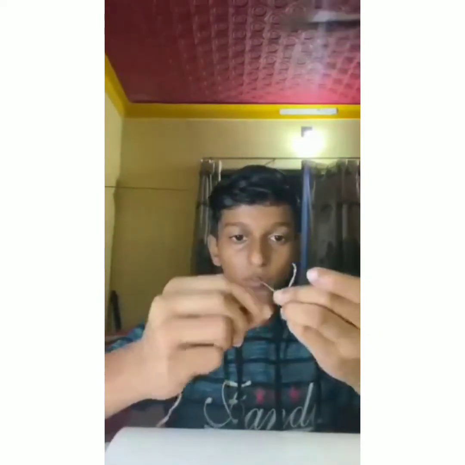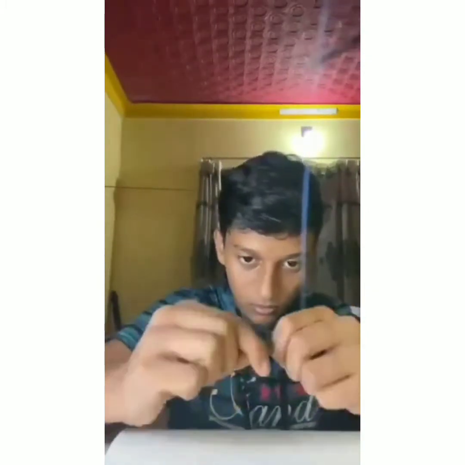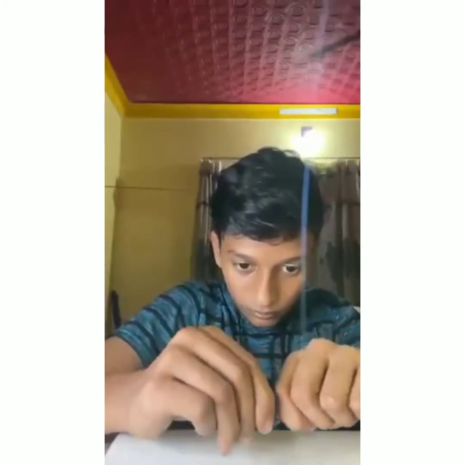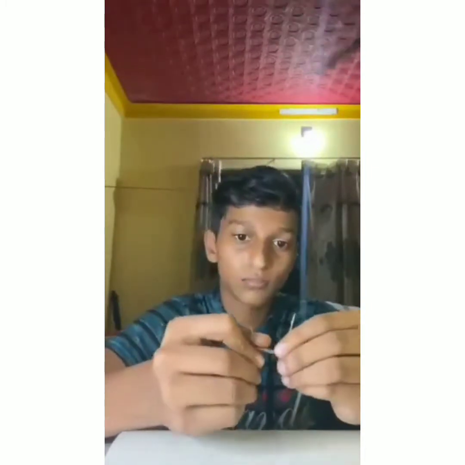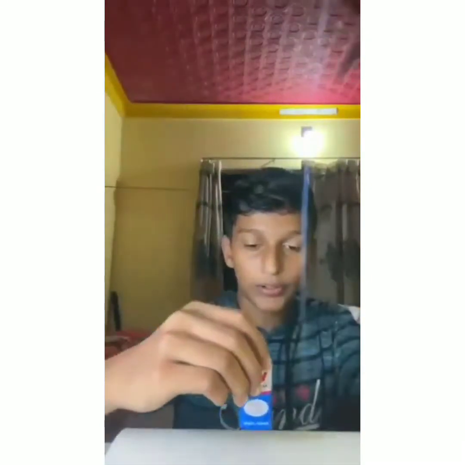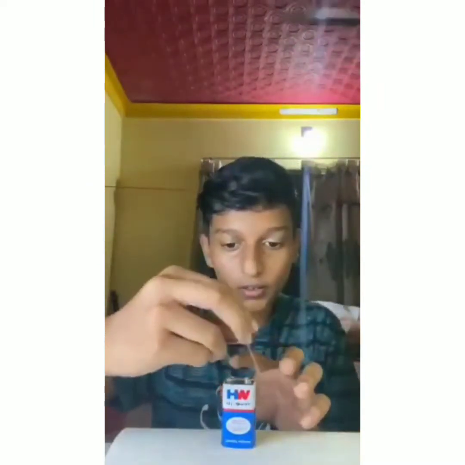Connect the copper wire. Voltage. It is wound on the nail. Connect to the battery.